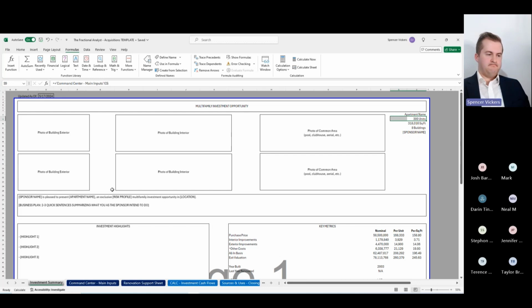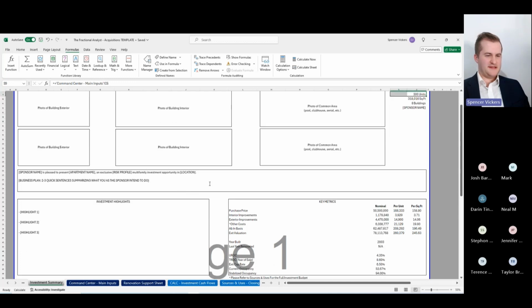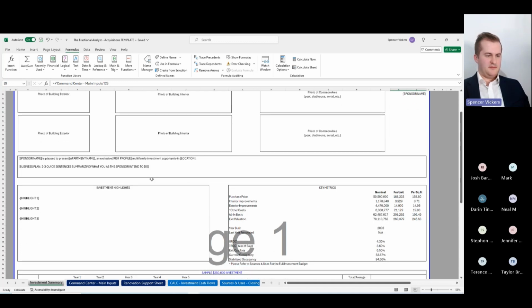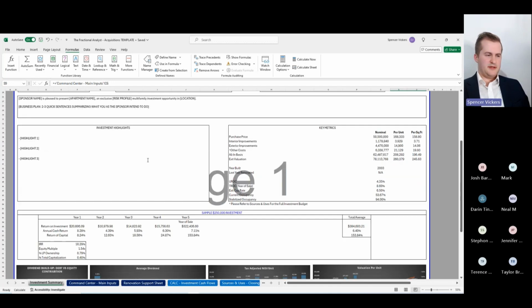It provides places where you can put photos of the building. It's helpful to see what you're buying. You probably know what you're buying, but the people that you're pitching to don't. So it's a good place to show some pictures. This is a place where you can explain your business plan. This is a place where you can write up a couple quick highlights. These key metrics over here to the right are expressed on a nominal basis, per unit, and per square foot.